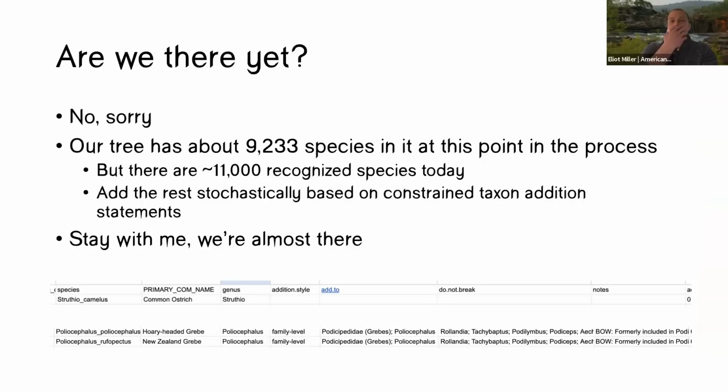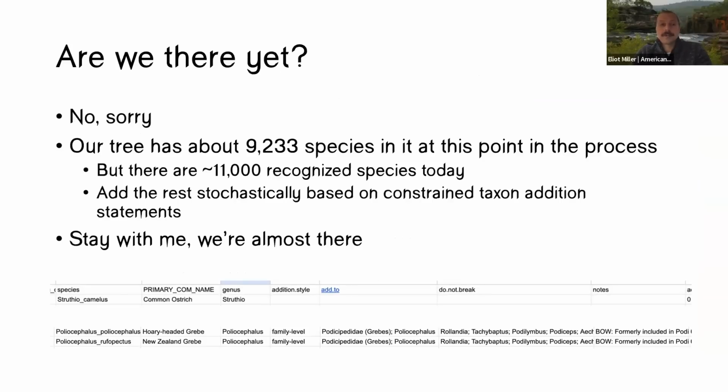All right, so methodologically, are we there yet? No, I'm sorry. I have a few more steps I need to tell you about. So the tree has 9,233 species in it right now, which means we can make precise statements about how around 84% of the world's species are related to one another. This is pretty impressive if you ask me.